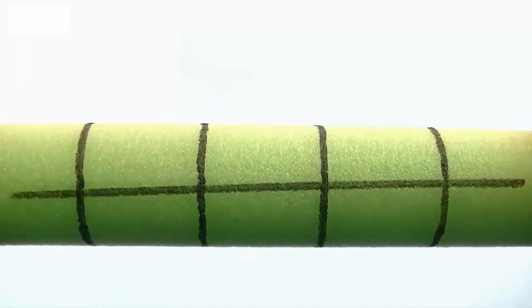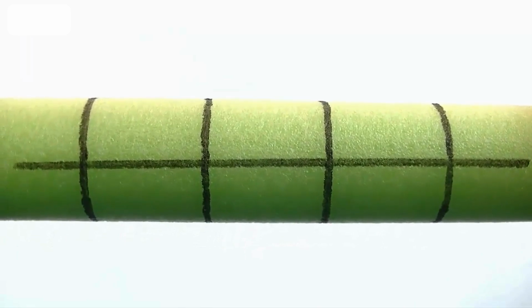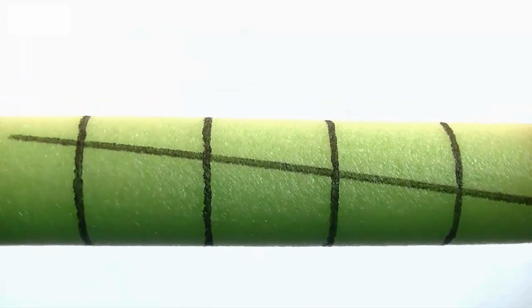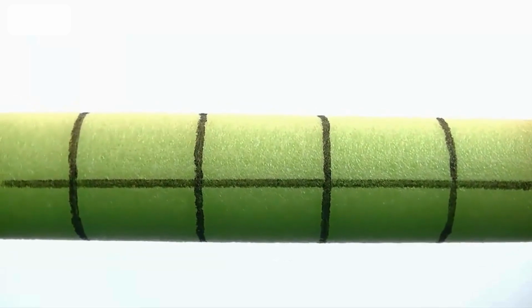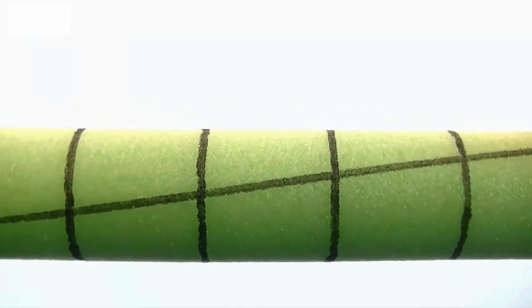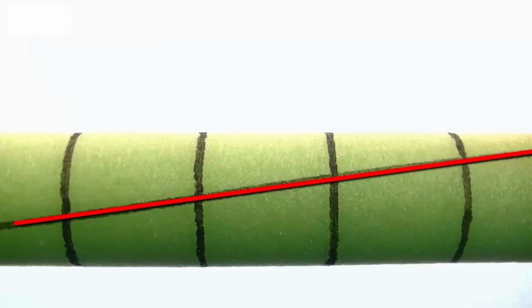2 observations can be made. First, the 4 circumferential lines rotate but do not displace or distort. Second, the line along the axis of the shaft rotates through an angle but remains straight.